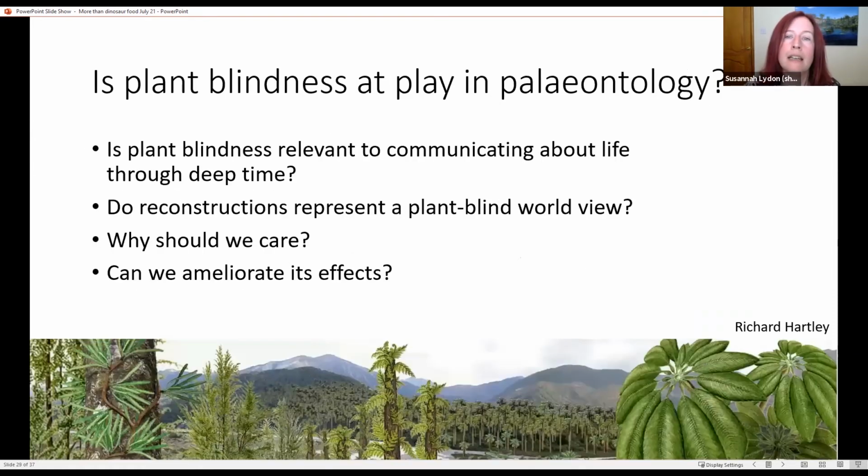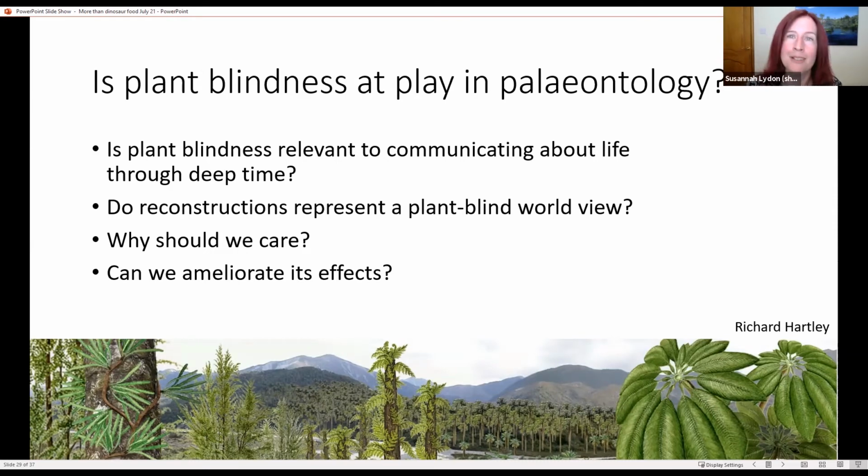And is that relevant to how we communicate about palaeobotany to people? I think it is. And when we communicate about life in deep time, reconstructions are really important to that. I could describe what the world in Lyme Regis 180 million years ago looked like, but if I showed you what we thought it looked like in a picture, you would probably pay a bit more attention to me. So should we care?